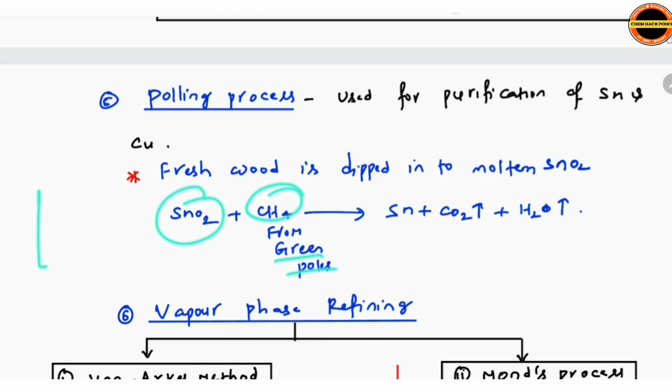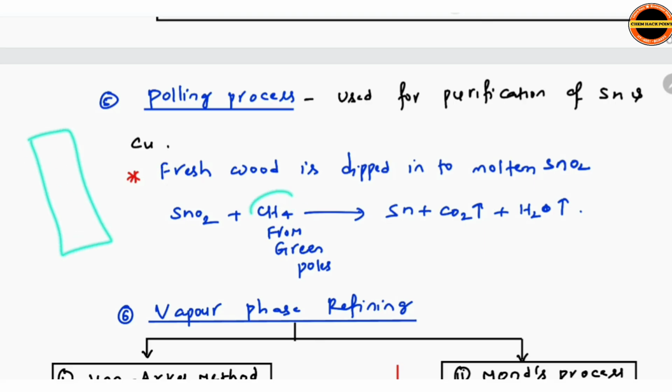We are taking one container with molten SnO2, and we stir the molten solution with green poles of wood. These wooden poles generate methane gas. So methane gas reduces SnO2 to Sn. Here you will get pure metal. Impurities like CO2 and H2O go out.